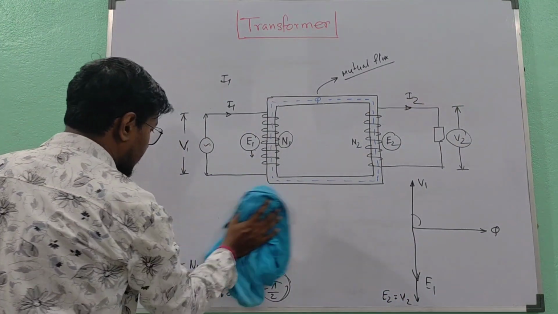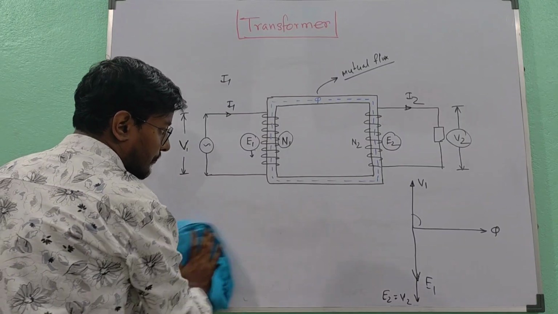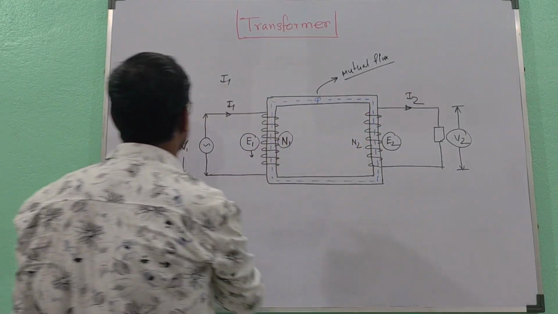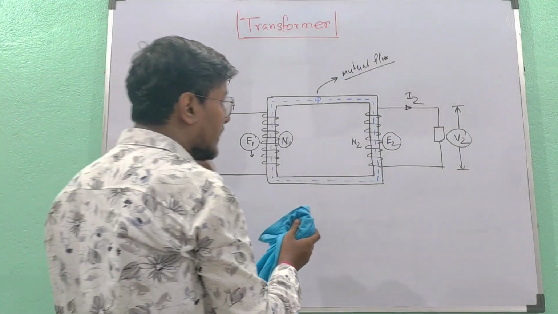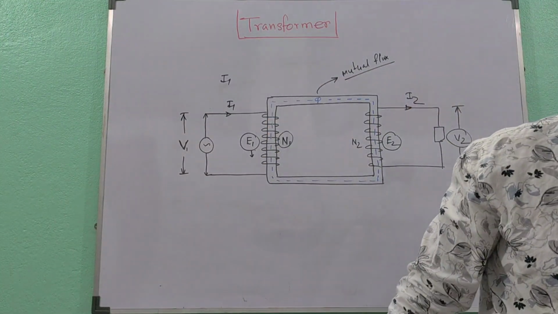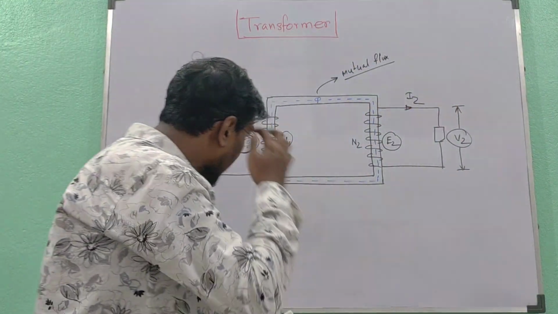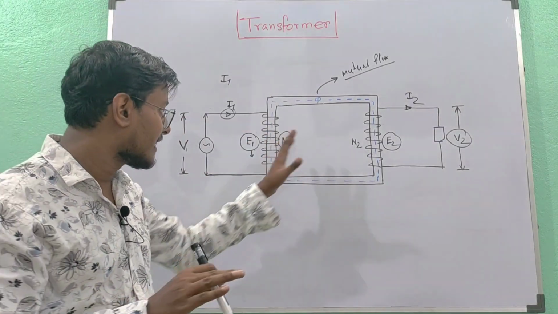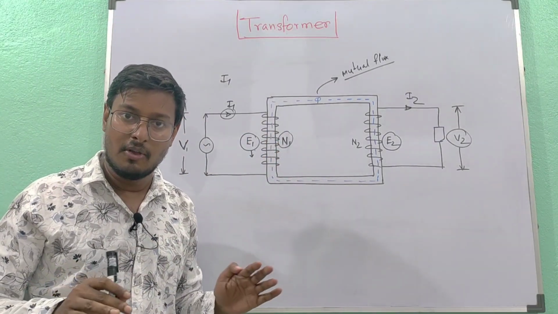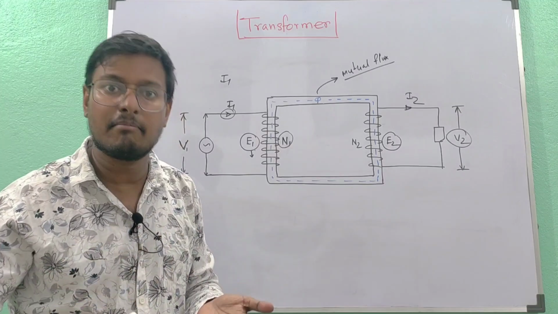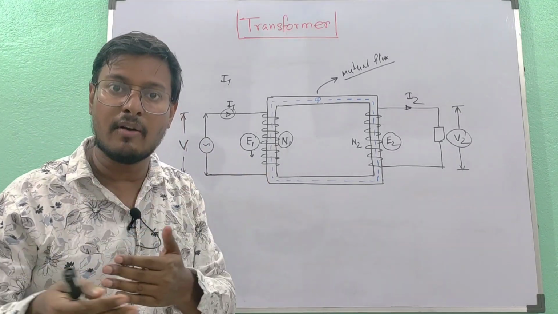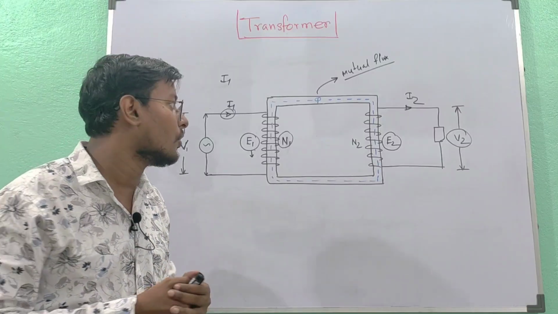Now let us consider the transformer on no load with losses. So far what we have assumed is that there is no loss in the transformer, but actually this does not happen. Practically, the reluctance of the magnetic circuit never becomes 0. So whenever we are delivering some amount of primary current, a portion of it will be used to set up the magnetic flux in the core.